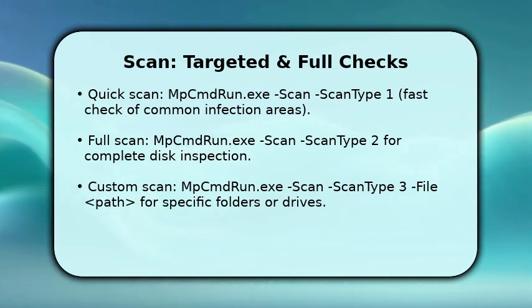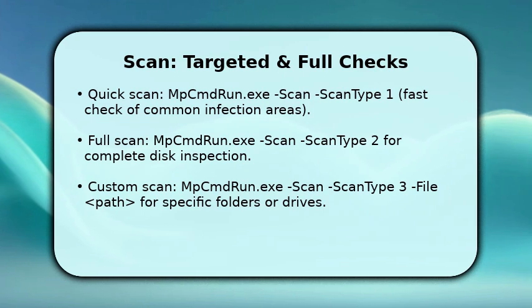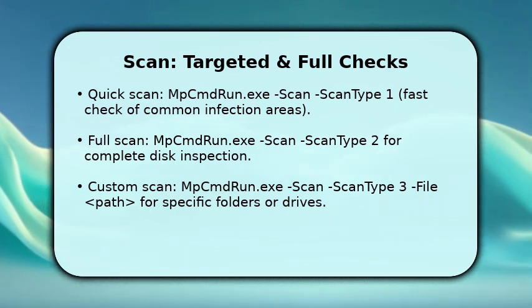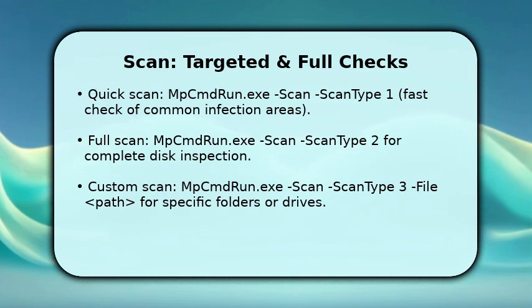If you suspect a folder or external drive, run a custom scan with -ScanType 3 and specify the path. During long scans, monitor CPU and disk usage and avoid heavy tasks so the scan completes without interference.